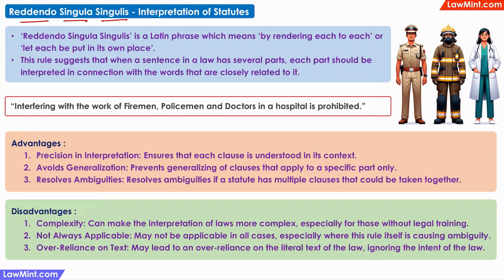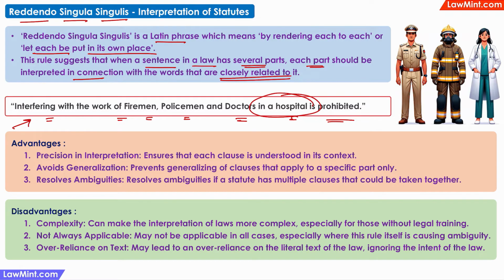Reddendo singula singulis is a Latin maxim that means let each be put in its own place. This rule says that when a sentence in a law has several parts, then each part should be interpreted in connection with the words that are closely related to it. For example, if the rule says that interfering with the work of firemen, policemen and doctors in a hospital is prohibited, there are several parts in this sentence and each part should be interpreted in connection with the words that is closely related to it.